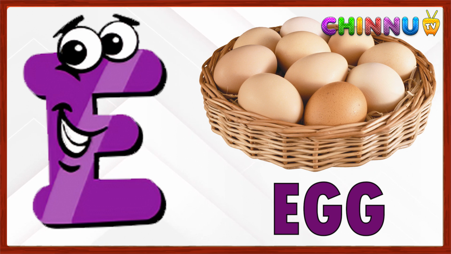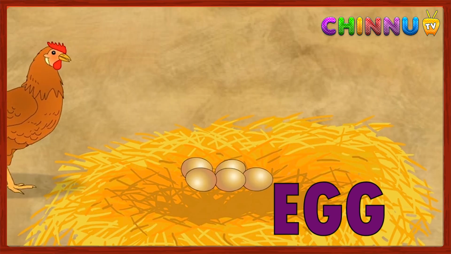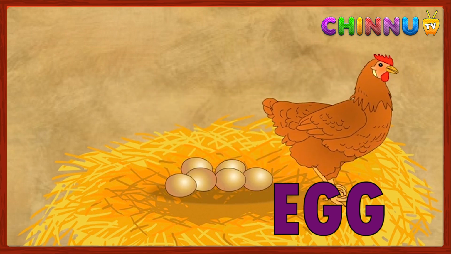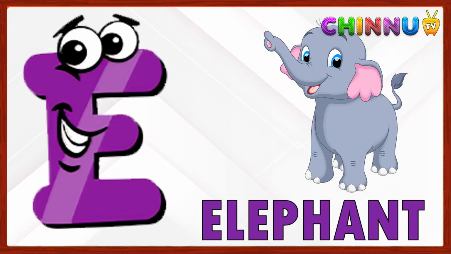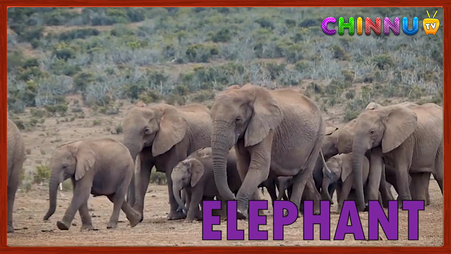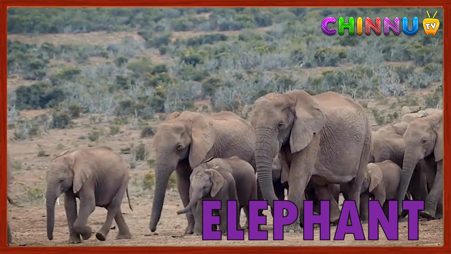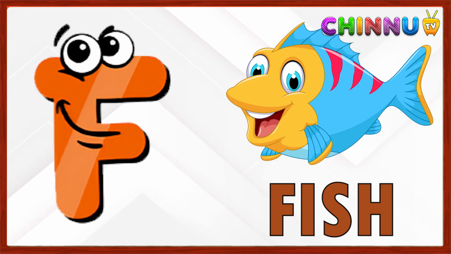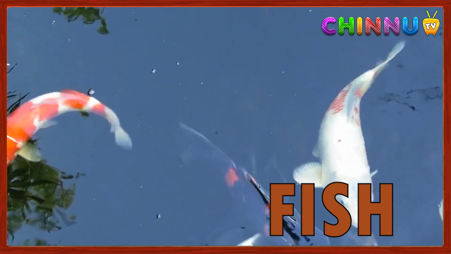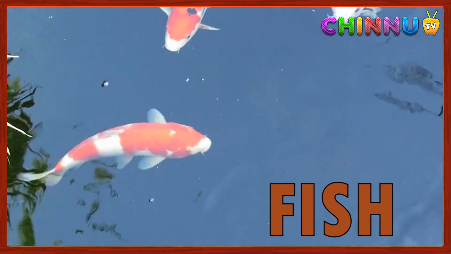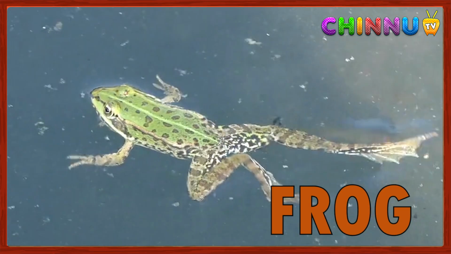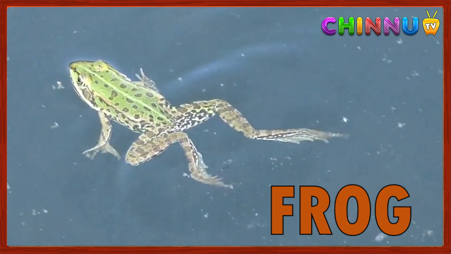E for egg. E for egg. E for elephant. E for elephant. F for fish. F for fish. F for frog. F for frog.